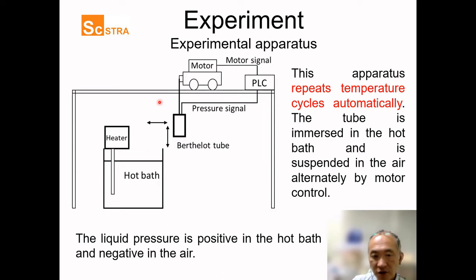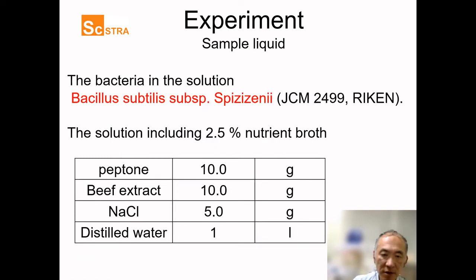This figure shows the experimental apparatus. The tube is immersed in the hot bath and suspended in the air alternately by motor control. The liquid pressure is positive in the hot bath and negative in the air. The bacteria in the solution is Bacillus subtilis subspecies. The solution, including 2.5% nutrient broth as shown in this table, is tested as a sample liquid.